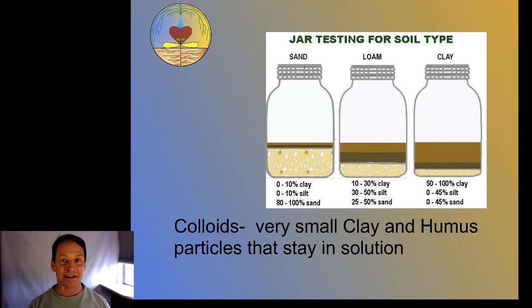And loam is that kind of magical spot right in the middle of the soil triangle where it's got even amounts of sand, silt, and clay particles. If you have a really clay soil, you may not see much settle out at all, in that a lot of it is going to be in suspension for a very long time.